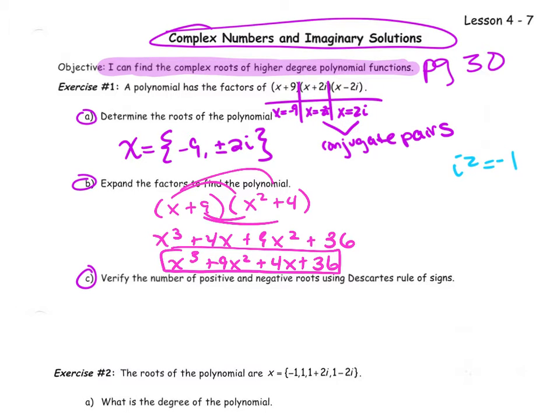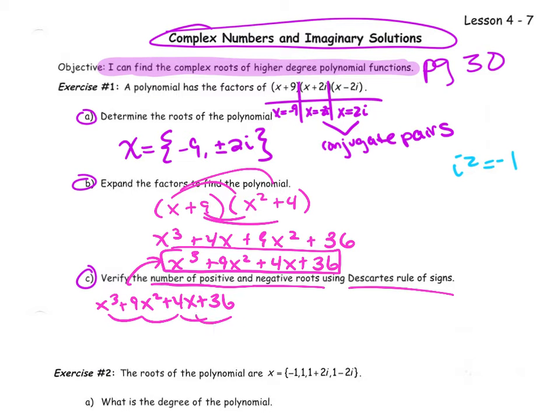And then lastly, verify the number of positive and negative roots using Descartes' rule of signs. So here we have x cubed plus 9x squared plus 4x plus 36. So there are no sign changes here, right? None. So that means we have 0 positive roots. Okay, oops, I didn't mean to erase that, sorry.